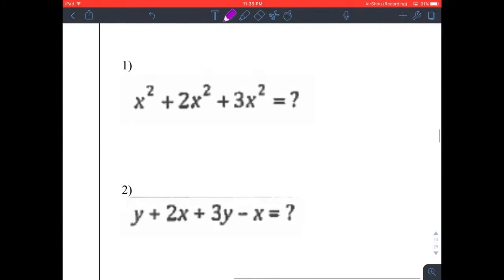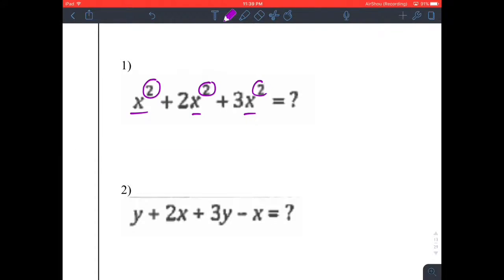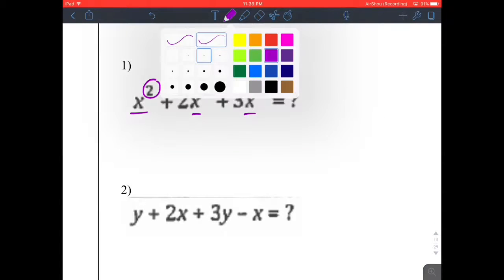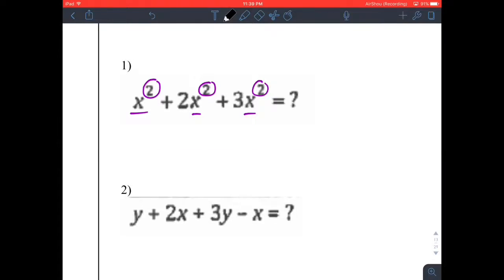Let's look at this example here. We're supposed to add x squared, 2x squared, and 3x squared. Those are all like terms because they only have the variable of x, and the exponent in each case is a 2. Therefore, we are to add the coefficients of 1, 2, and 3. It's going to be 6x squared. The x squared does not change at all, only the coefficients change.